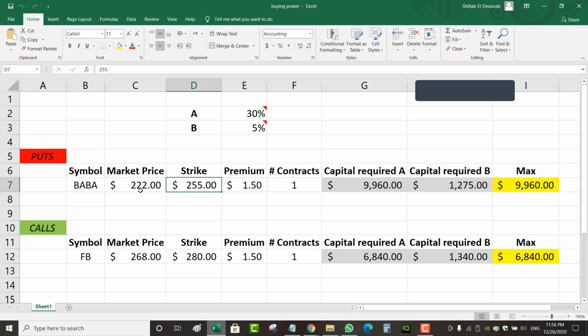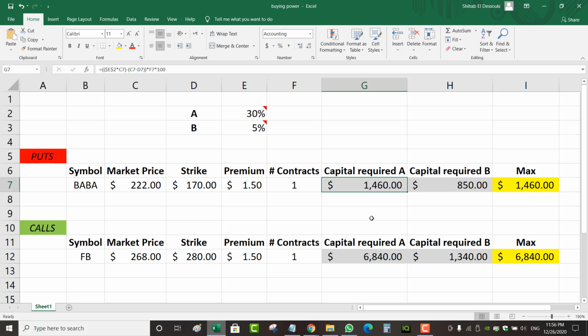And how much capital does that take from me? So it all depends where BABA trades. If BABA stays at around 222 and I sell the 170 short put, it's going to take only $1,460 of capital for me to hold the trade. But if BABA drops, let's say it drops to 200, the capital required goes to 3,000. If BABA drops to 180, capital required goes up. If it drops to 170, capital required goes to 5,100.